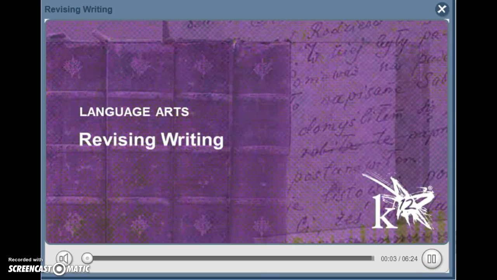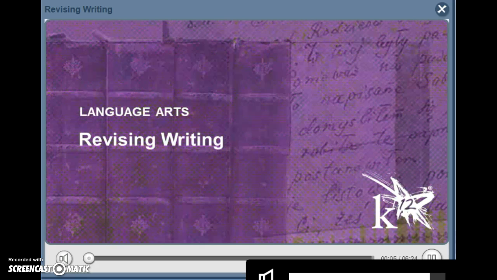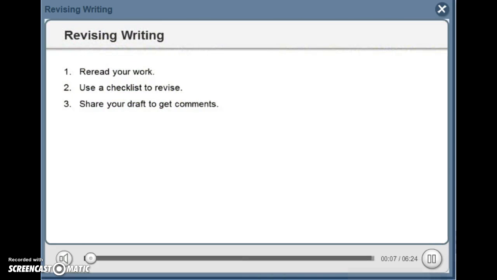First draft of a piece of writing, you are ready to begin revising. Revising writing can be difficult, but it is absolutely necessary. Follow these steps to revise your writing.